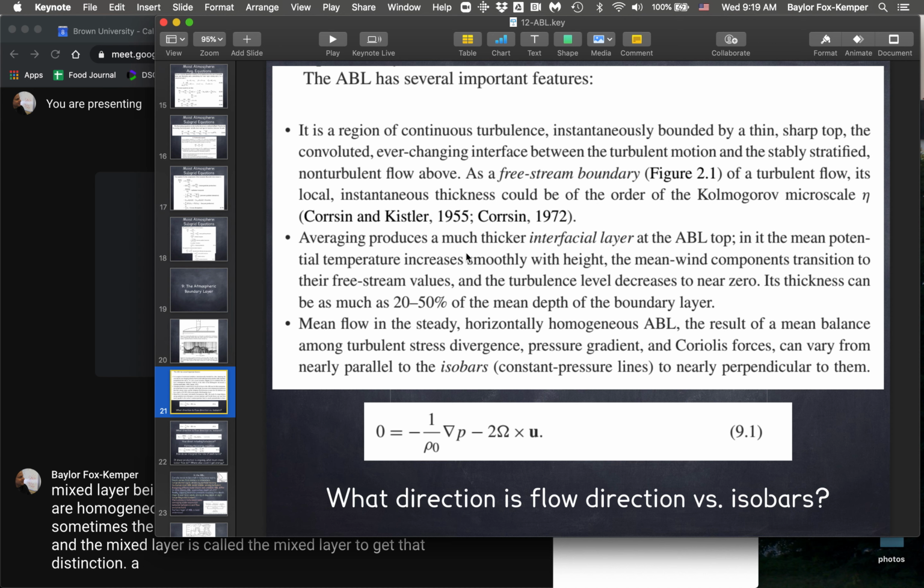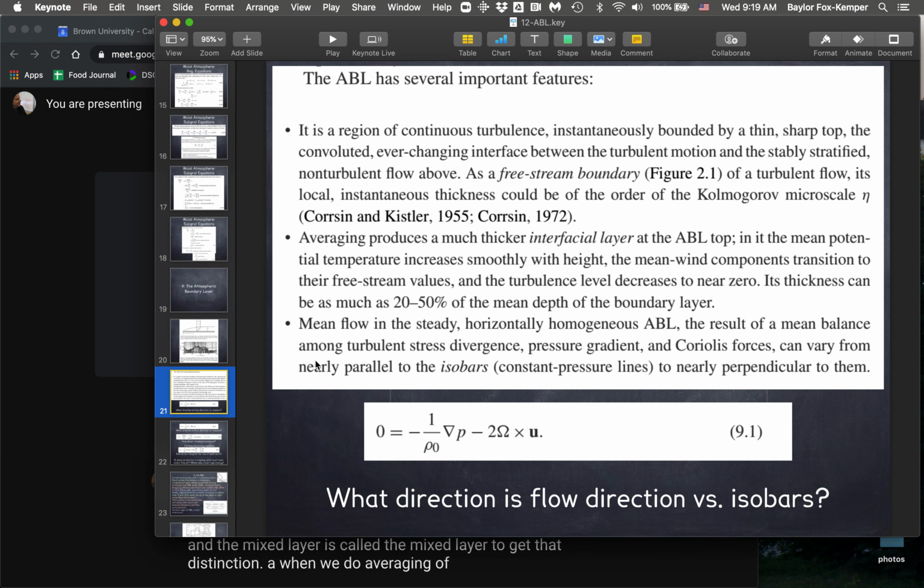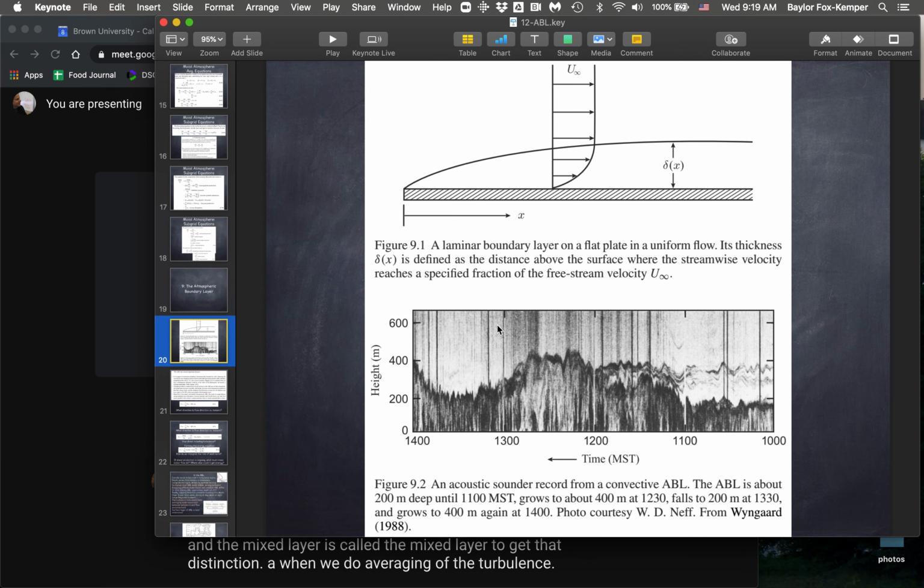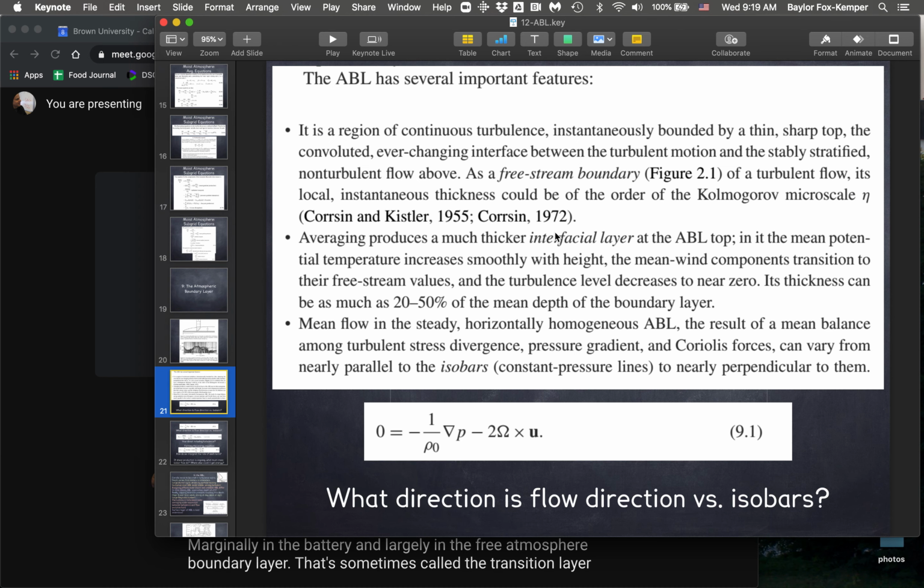When we do averaging of the turbulence, you can imagine this interface has lots of high frequency variations as little plumes are reaching the top. If we were to average over this layer, there would actually be a thick layer, marginally in the boundary layer and marginally in the free atmosphere. That's sometimes called the transition layer, or sometimes the interfacial layer.